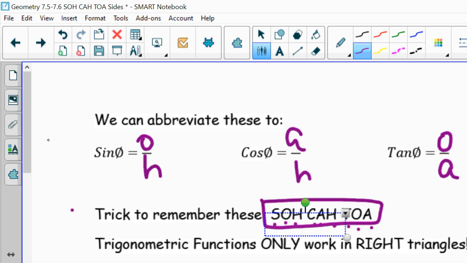It's important to remember that these trig functions, okay, only work in right triangles. So our sine, cosine, and tangent ratio, we can only use them in right triangles.